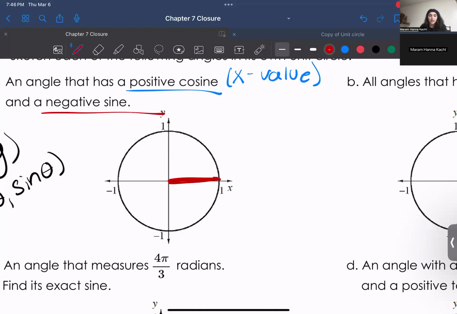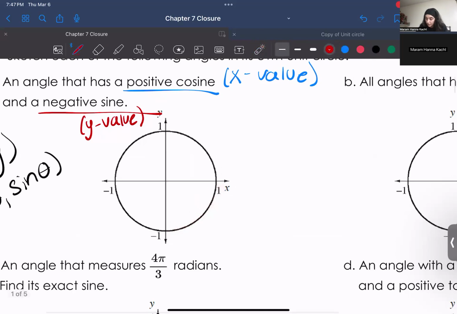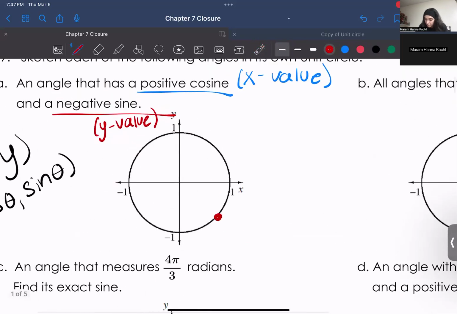As for that negative sign, sine relates to the y values. So I'm anywhere over here for a positive x, but in order to have a negative sine value, I want you to think about this. Going up would mean positive, going down would mean negative. So although I'm living in this world over here for that positive cosine, in order to get to the negative sine, I'd have to go down. So really anywhere along this quadrant would work. I'm going to put our point here on the circle.